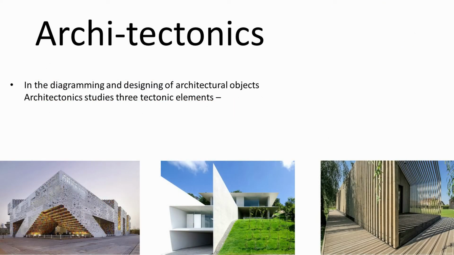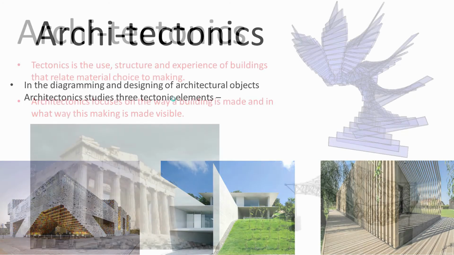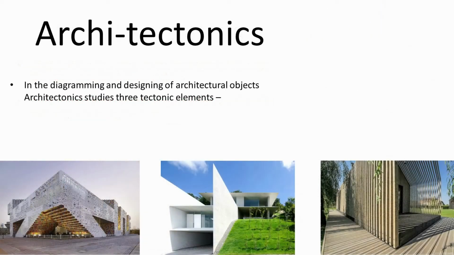Now, when we talk about architectonics, to simplify things a bit, we try and break things down into elements. In the diagramming and designing of architectural objects, there are actually three tectonic elements. So the first of those elements we would say is mass. We talk about the mass of the building.